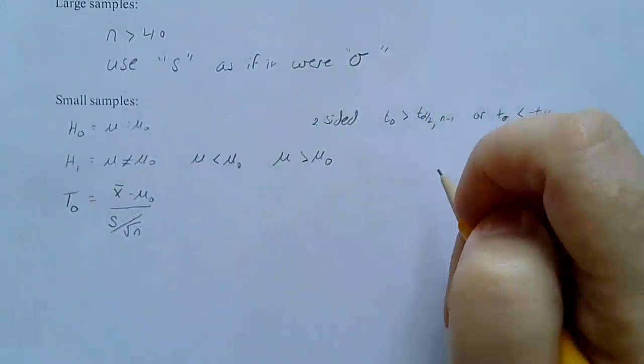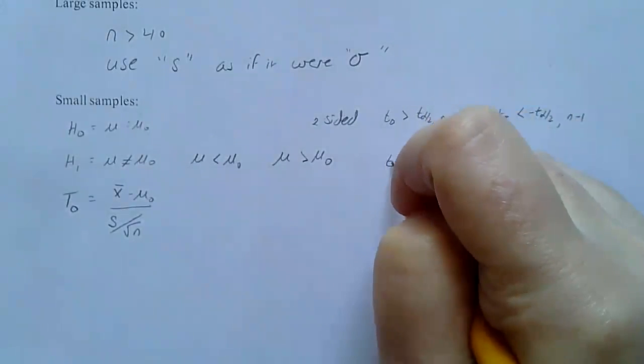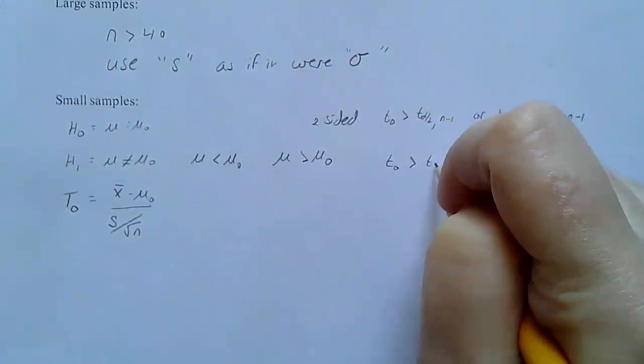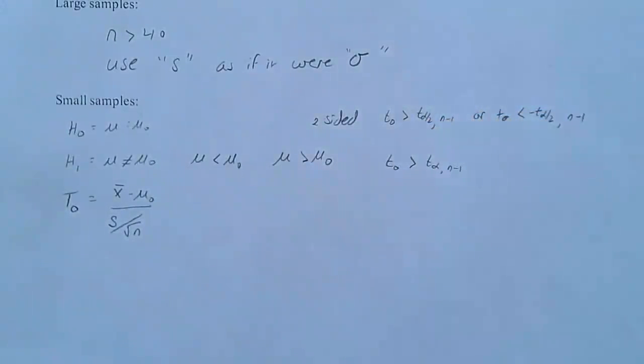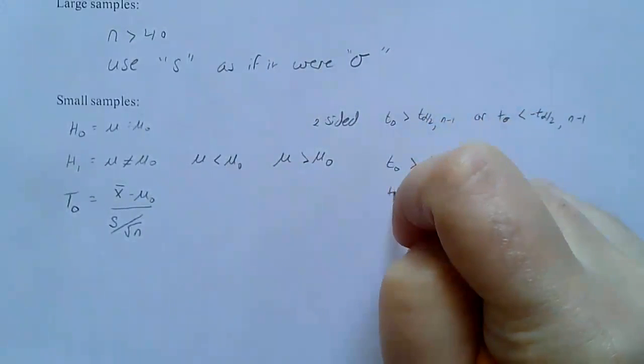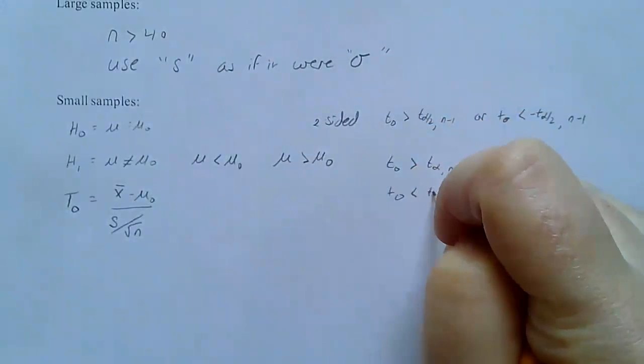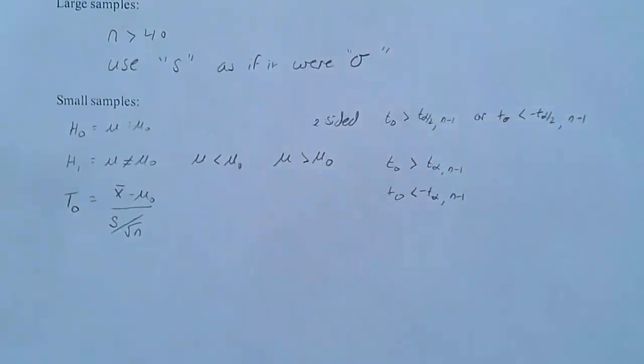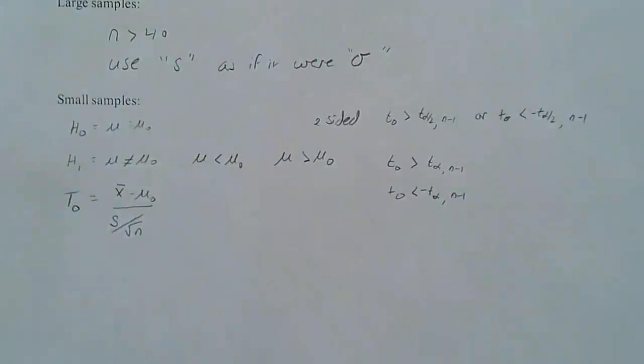For our one-sided test, we'll be looking at that t statistic being greater than t of alpha, n minus 1, or our test statistic less than negative t of alpha, n minus 1. Again, you have that symmetry of the t curve, just like we do for the z curve. We're going to calculate our p-value the same way we did using the normal distribution, but now we're going to be using our t-table.